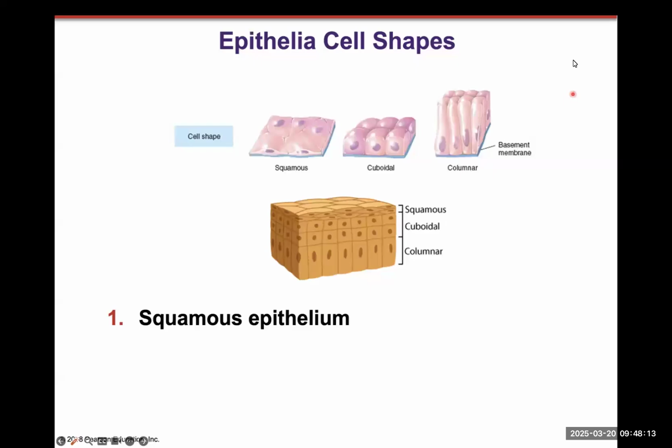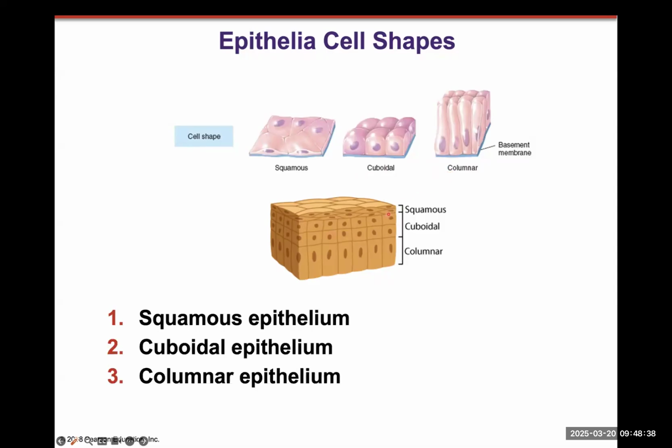Okay, so this is a continuation of the chapter 3 lecture. As I mentioned before, there are two ways to describe epithelial tissue. The first way is how many layers you see, and the second way is what the shape of the cell is going to be. So there will be three kinds of shapes. We have squamous, cuboidal, and columnar.